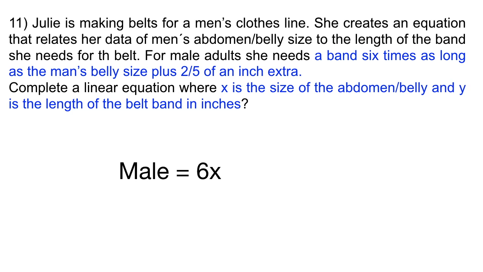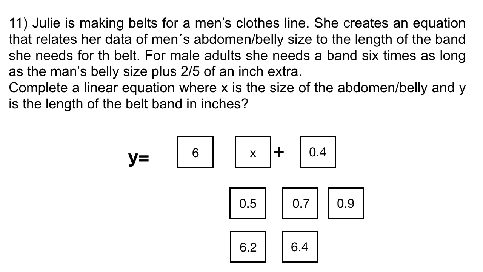So 6x is the first part. And then in the question, it tells you plus 2/5 of an extra inch, okay? So it would just be plus 2/5. And then what you would go ahead and do is plug those numbers in. Notice that in the answer options, they don't give you 2/5. They're giving you decimal numbers. Okay, so if you do this division, 2 divided by 5, it gives you 0.4. Okay, so don't be thrown back by this.